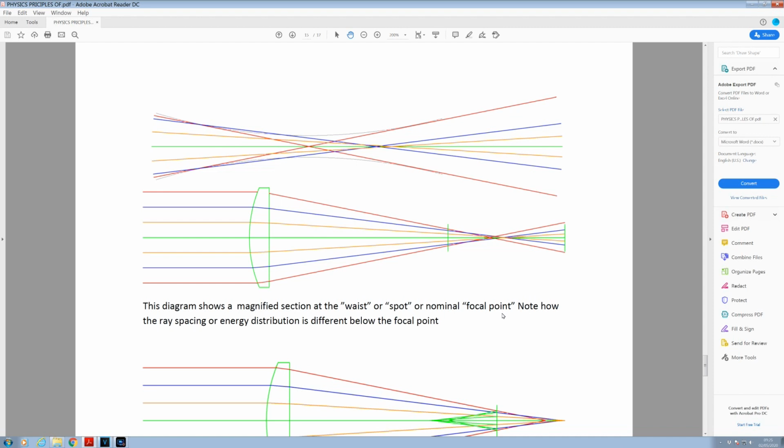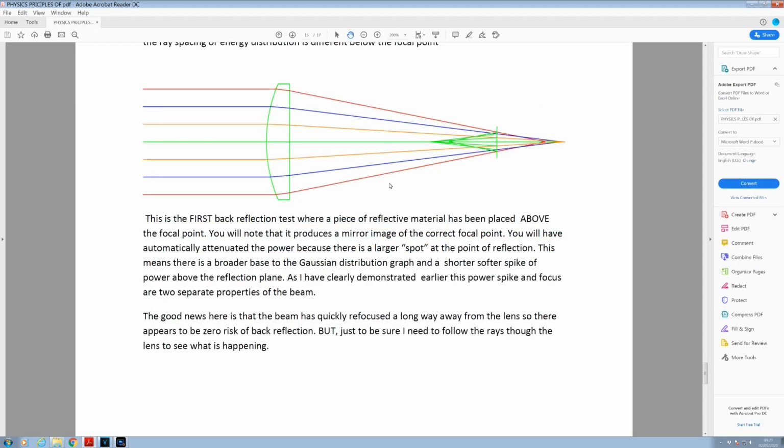But the other thing that I'd like you to note is that beyond these various focal points, the rays are no longer nice and evenly spaced out. We've got a change of energy distribution below the focal point. We're now going to carry out some little tests to see what happens when we move the material above and below the nominal focal point.